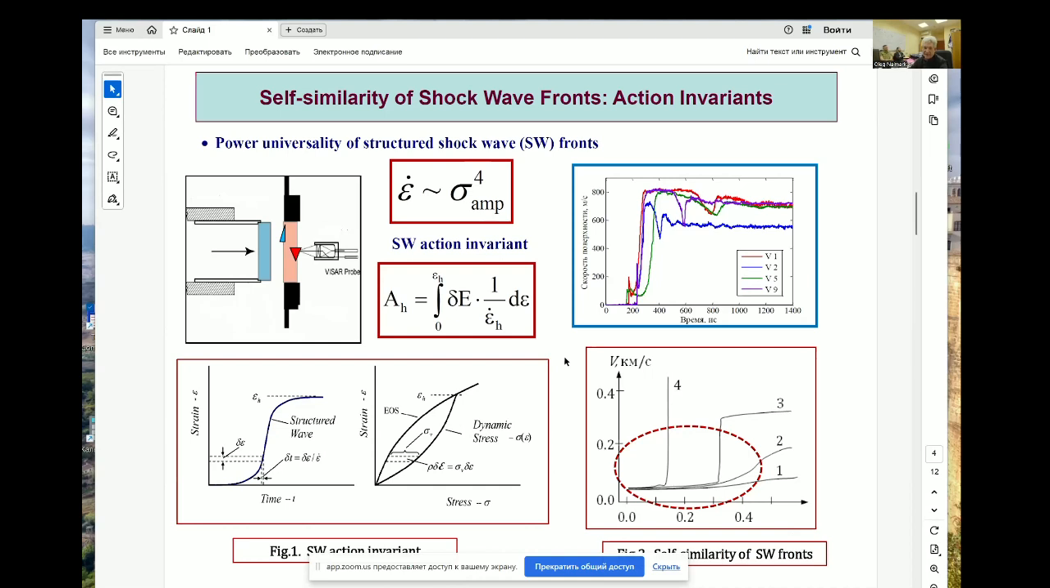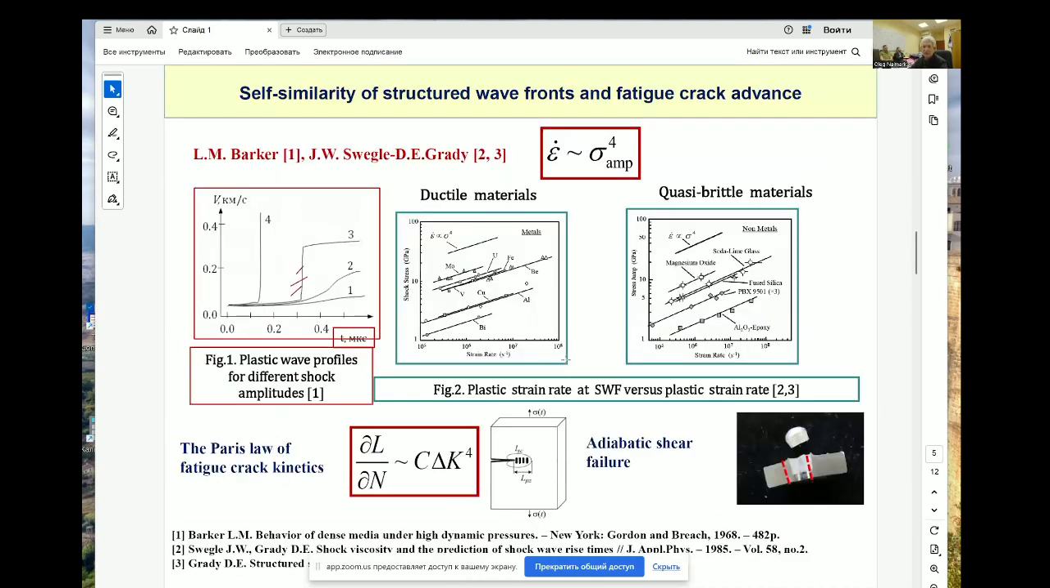And understanding of this very important fact for laser shock peening was very stimulating for us to develop an approach to apply the conception of shock wave invariant and fatigue invariant, to compare and to estimate the optimal conditions that can be used for estimation and strategy of increasing the characteristic lifetime of the material after shock wave processing.